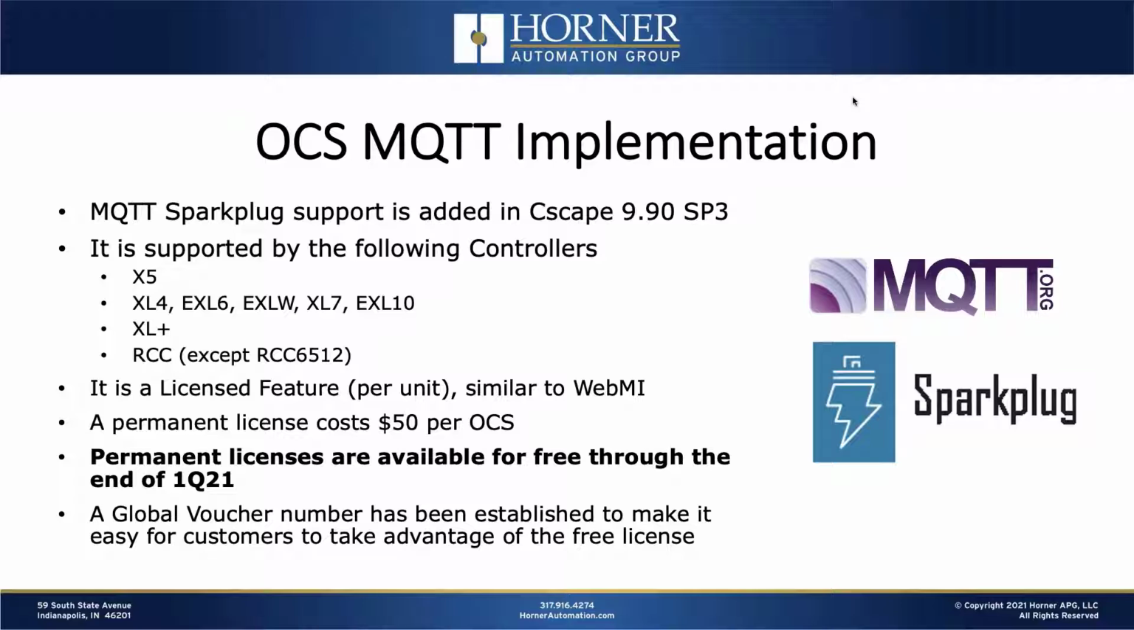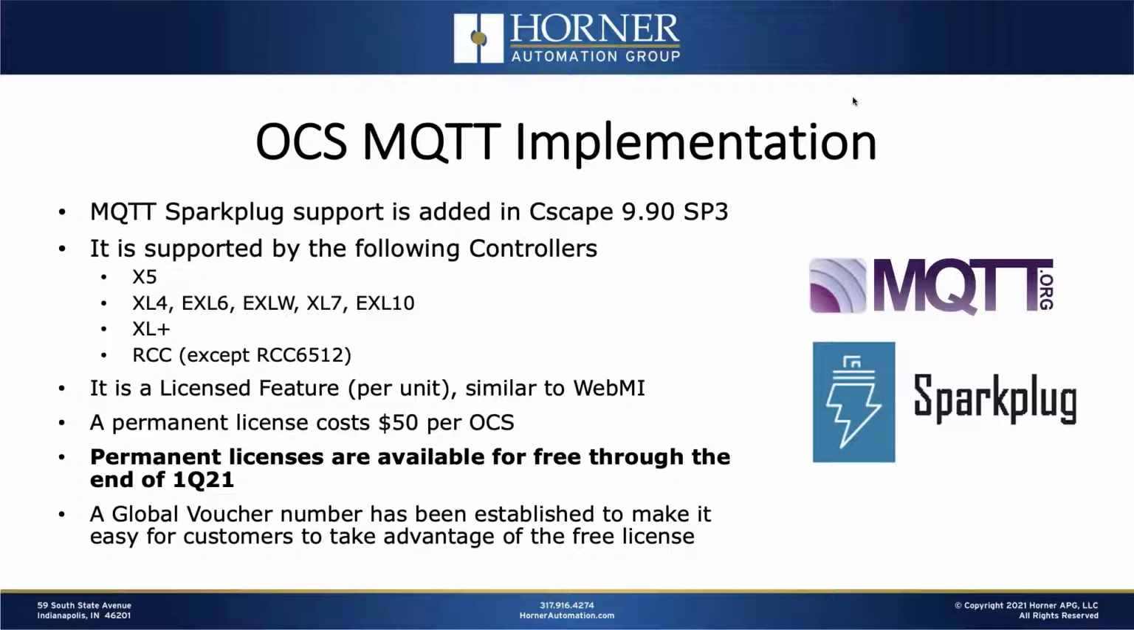Now, it is a licensed feature. It works very much like WebMI from a licensing standpoint. A permanent license, though, only costs $50 per OCS, so that's very cost effective. Now, something that's important to know, permanent licenses are currently available for free through the end of the first quarter of this year. So what that means is you can utilize a global voucher number that you can request from Horner, and then you can use that global voucher number to enable and license your OCS units in-house for MQTT for as long as that voucher code is good.